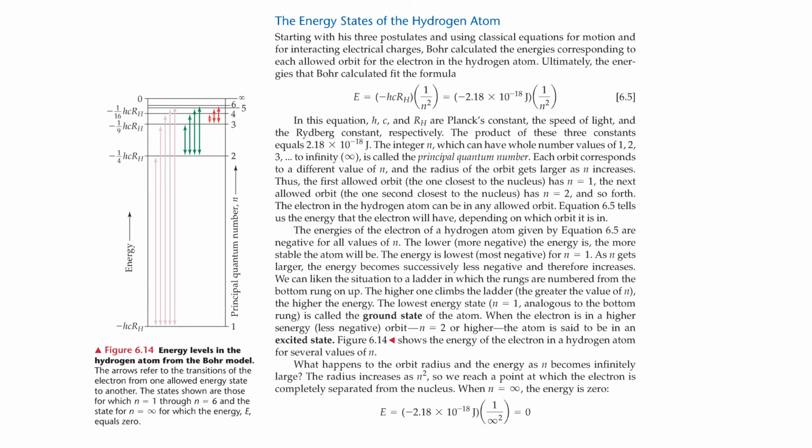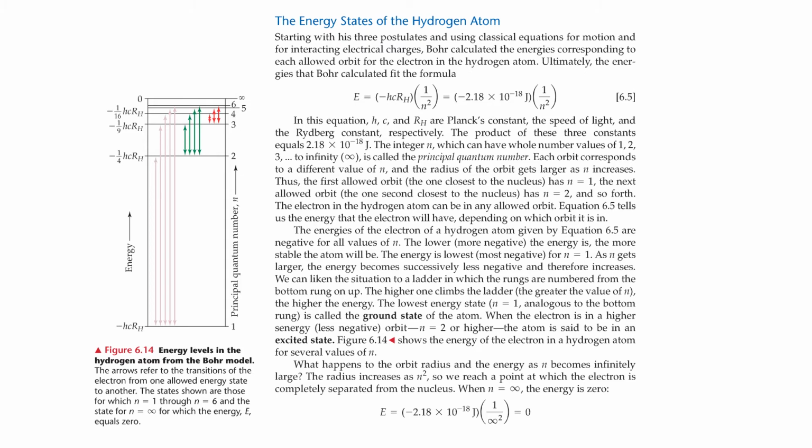Equation 6.5 is the Bohr equation embedded in the Rydberg equation, I think. In this equation, h, c, and R_H are Planck's constant, the speed of light, and the Rydberg constant, respectively. The product of these three constants equals 2.18 times 10 to the negative 18 joules. The integer n, which can have a whole number value of 1, 2, or 3 to infinity, is called the principal quantum number.